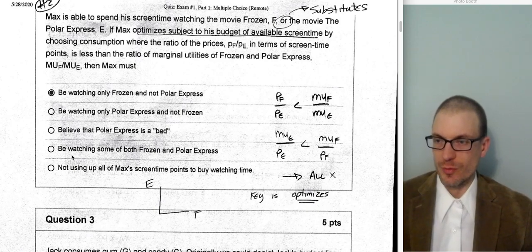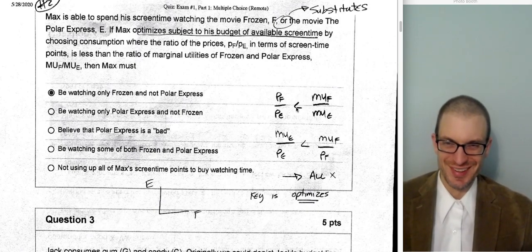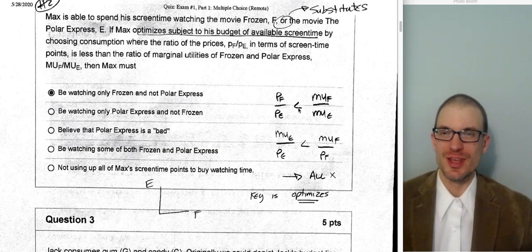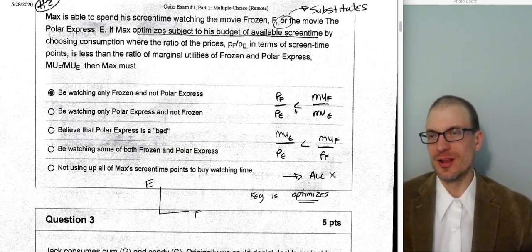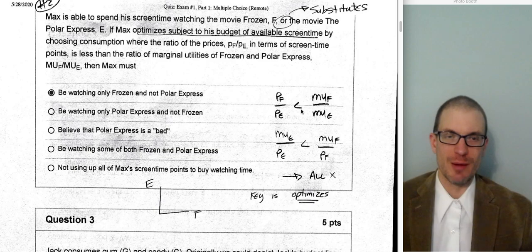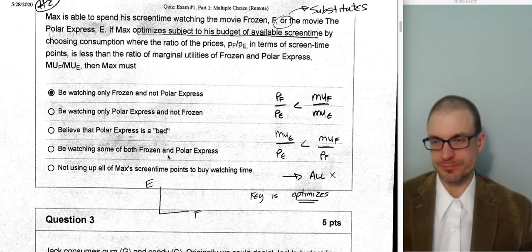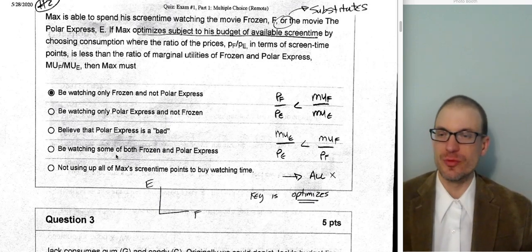No. We know they're not watching some of both because it's not optimal if we have a situation where the price ratio and the MRS are not equal. In order to have somewhere on the budget constraint being optimal, that's not a corner solution, you need for the indifference curve to lie coincident with the budget constraint.